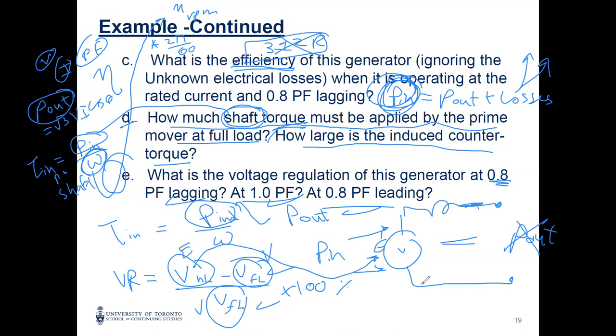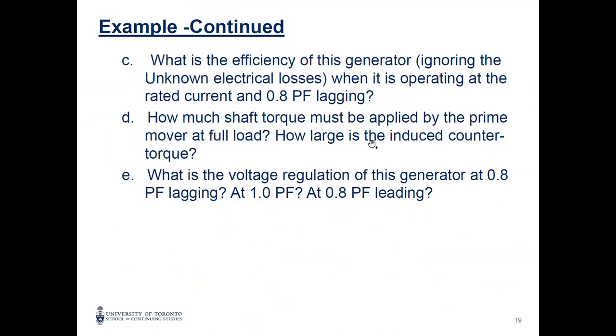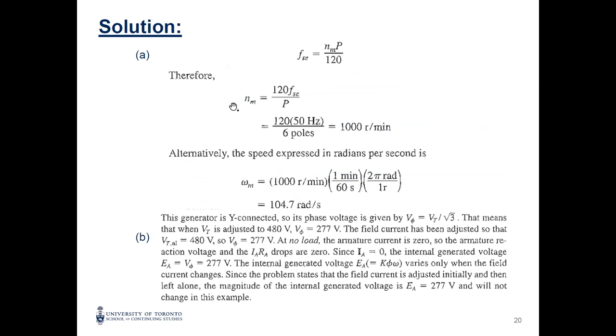Because E is constant, as long as you have constant flux and constant speed, then E is constant. So E is constant, and you have to calculate the V, the magnitude of the voltage. Let me show you the answers for this. So the first one is to calculate the speed in RPM. Get the speed again in radian per second. Always do it like this in the exam: RPM and radian per second.